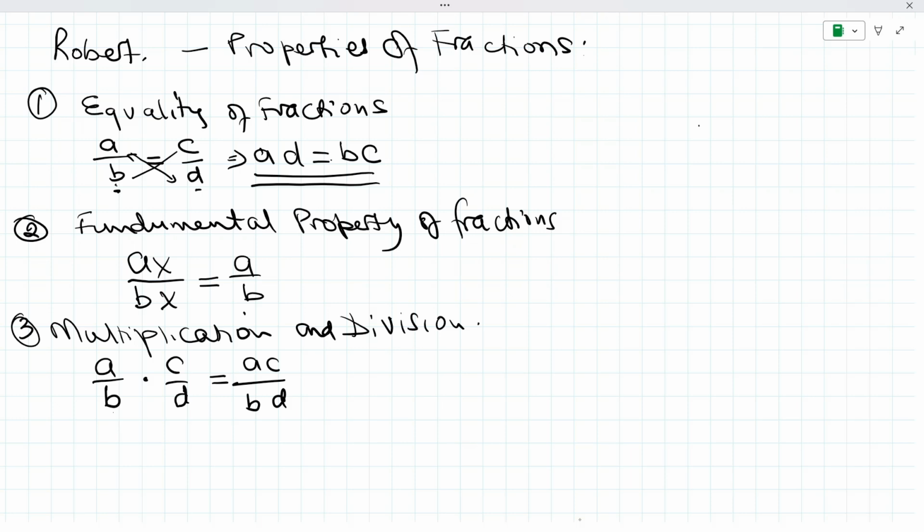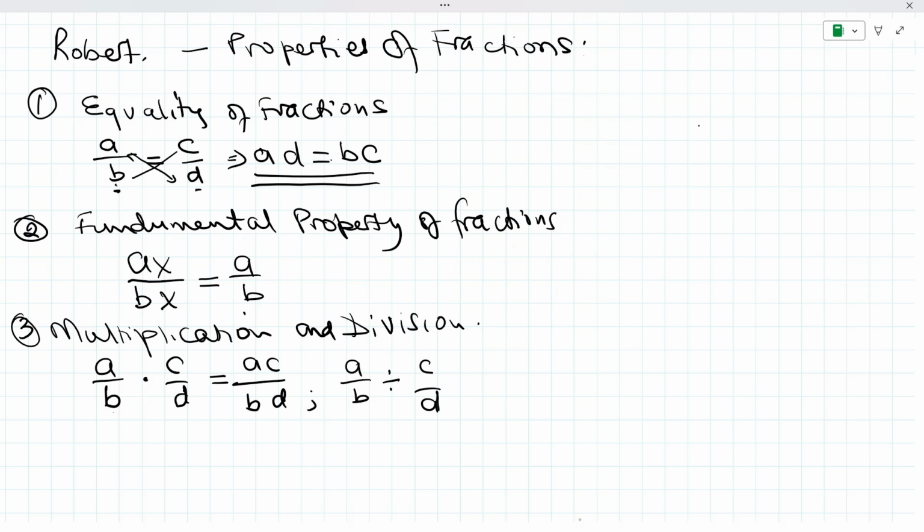So this is very important for us to know that when you multiply fractions, the numerators can multiply out and the denominators can multiply out. But this is for multiplication. How about if we looked at division? A over B divided by C over D.